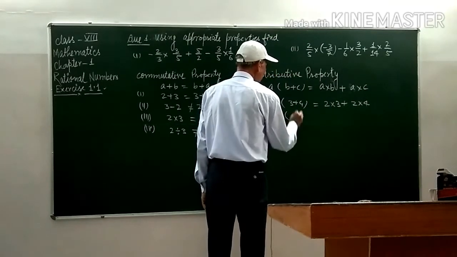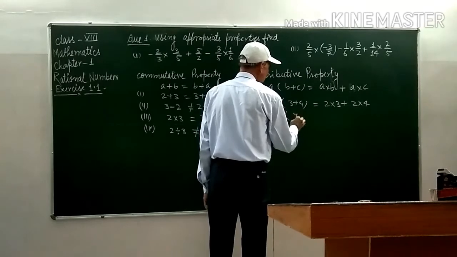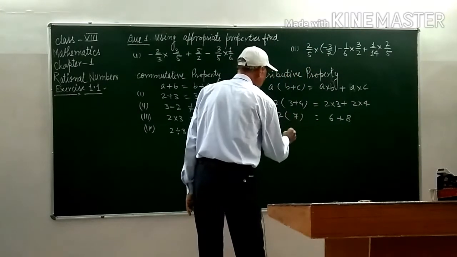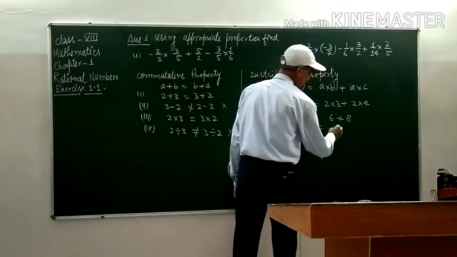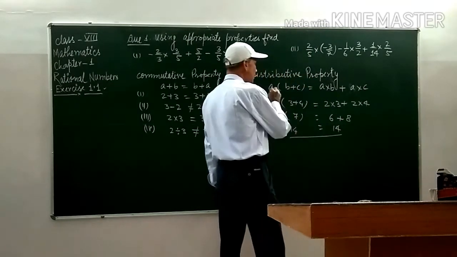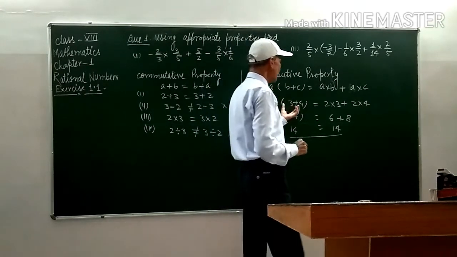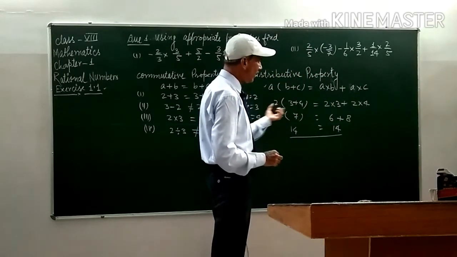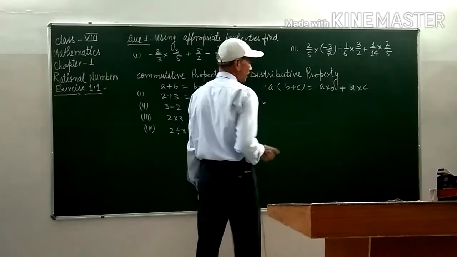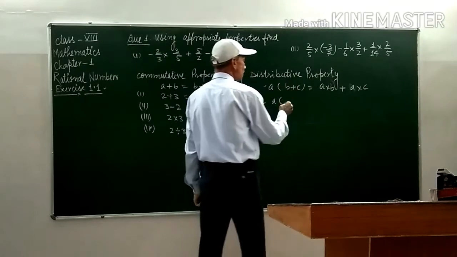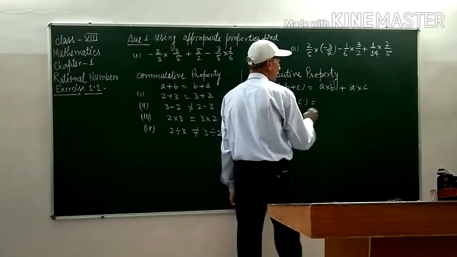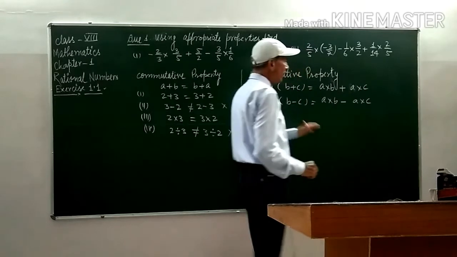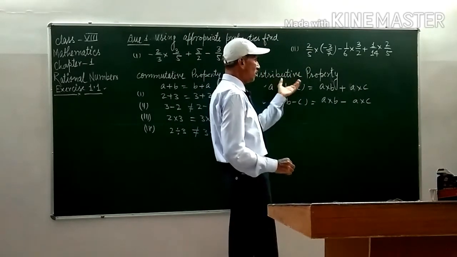2 into (3 plus 4), that is 3 plus 4 is 7, and 2 times 7 is 14. And here 2 times 3 is 6, plus 2 times 4 is 8, and 6 plus 8 is also 14. So this is the distributive property over addition. Similarly, we take subtraction, students. In subtraction, a into (b minus c) is equal to a into b minus a into c. Clear, students? This is the distributive property over subtraction.